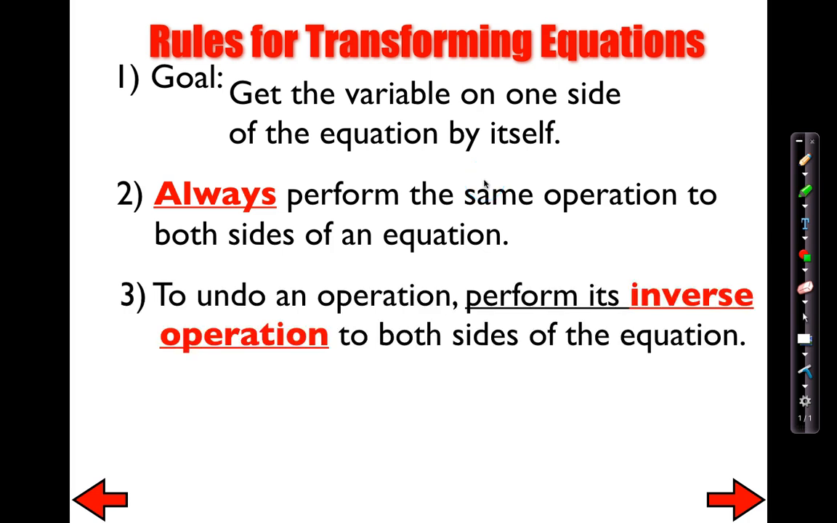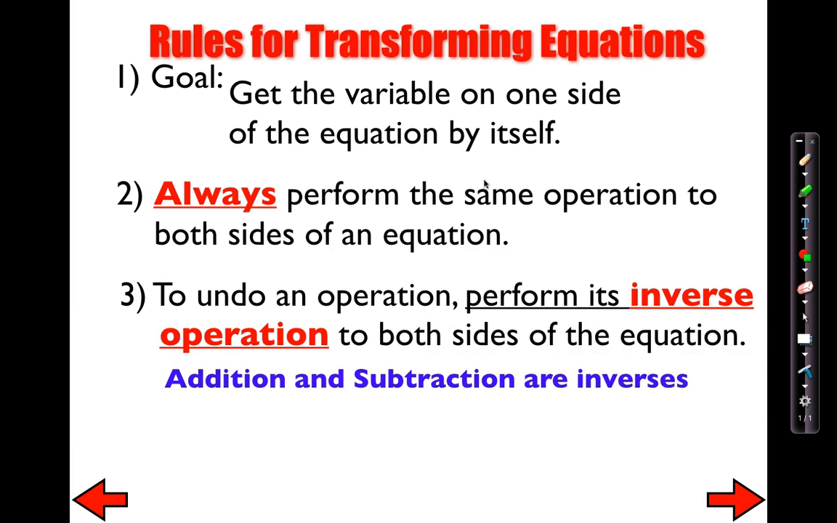Next, to undo an operation, perform its inverse operation to both sides. The inverse, again, will either create a 0 or create a 1, which is going to be very helpful for us because, again, adding 0 to a number is not going to change it, or multiplying a number by 1 won't change it either.